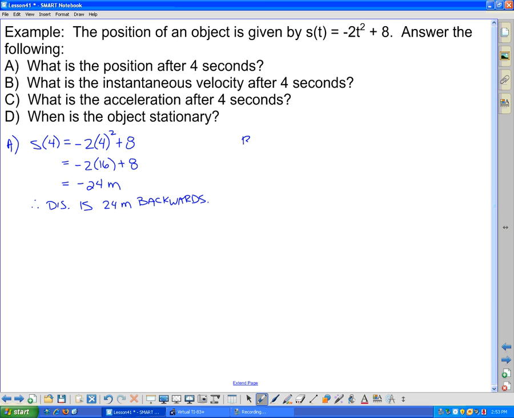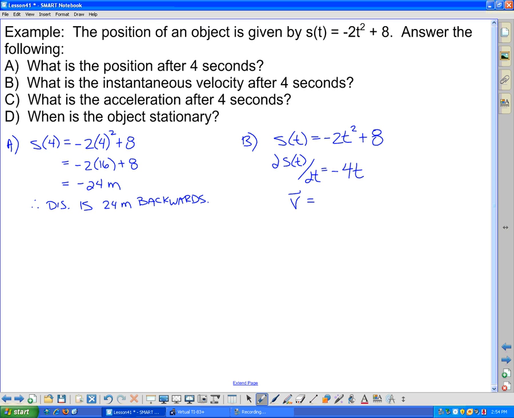B part. What is the instantaneous velocity after 4 seconds? So physics students right away are thinking, okay, we need to find the slope of the tangent. What is the slope of the tangent? Well, by definition, if you remember back to the definition that we talked about of a derivative, the derivative represents an expression that is the slope of the tangent line to a function. If we take the derivative of the function s of t with respect to t, we would end up with -4t.